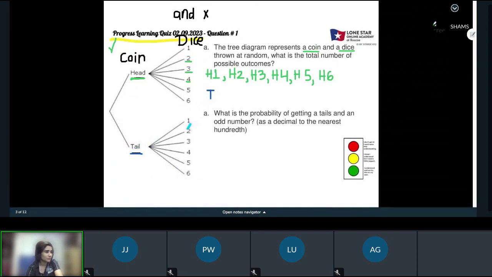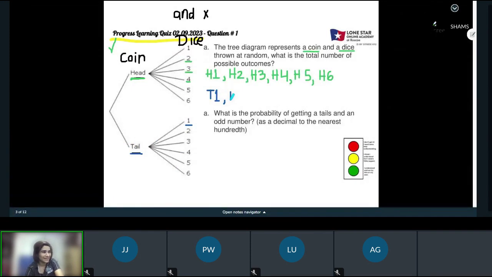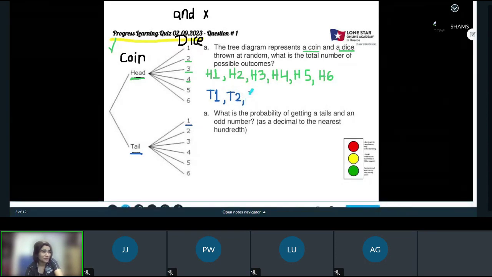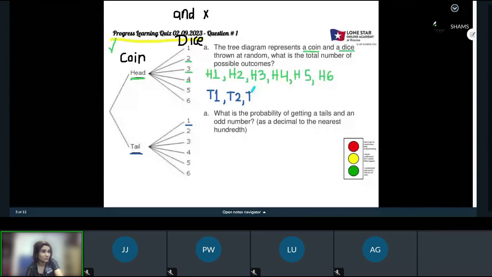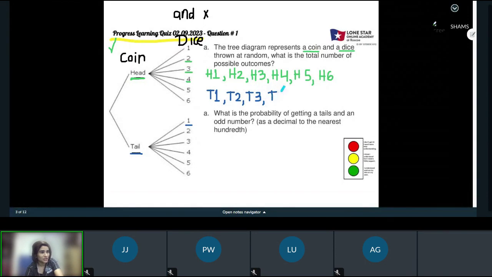And on the rolling die, you might get a 1. So the coin might be on tails, and the number cube might be on 1. Then coin might be on tails and number cube might be on 2, right? These are all possible outcomes. The coin might be on tails and number cube might land on number 3, and tails and number 4 on the cube, tails and number 5 on the cube. These are all possibilities, right?